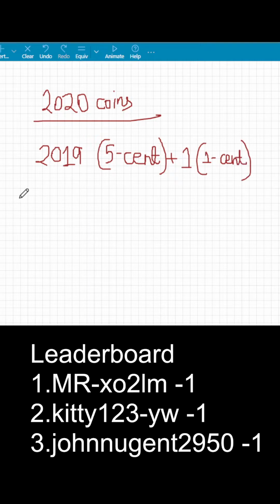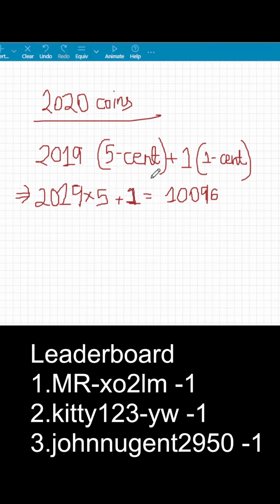So then let us calculate the amount. The maximum amount will be 2019 multiplied by 5 cents, plus 1 into 1, that is 1 cent. So this will be 2019 into 5, that is 10,095, plus 1. So 10,096 cents is the maximum amount he can have if he has 2019 5-cent coins and only one 1-cent coin.